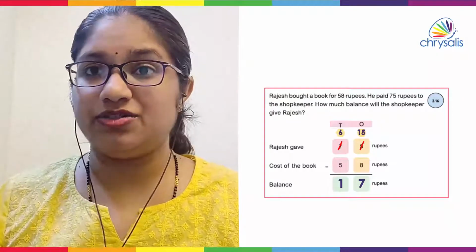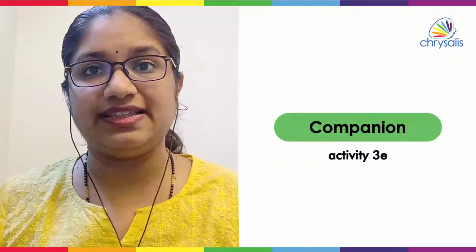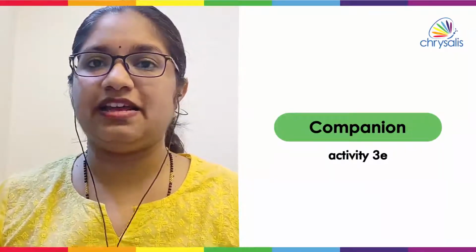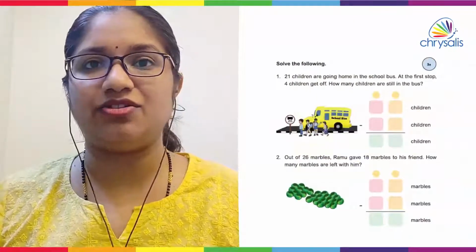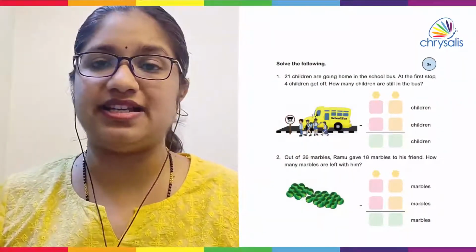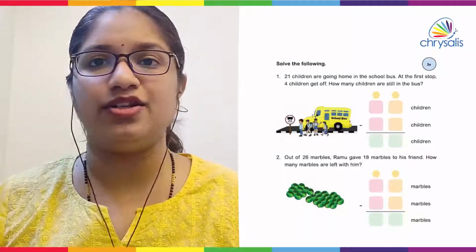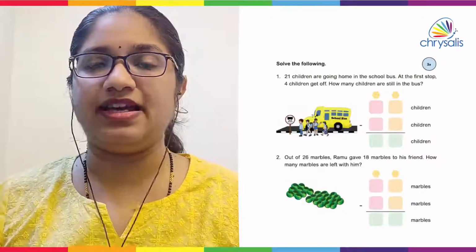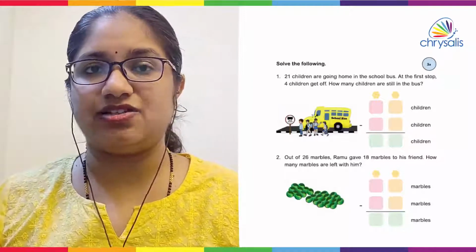Now that we have learned to subtract 2-digit numbers, let's move on to activity 3E. If you have your companion with you, open page number 30 and write down today's date. And if not, you can use your notebook and write down today's date and activity number 3E to do this activity. Read the instructions and solve the following.